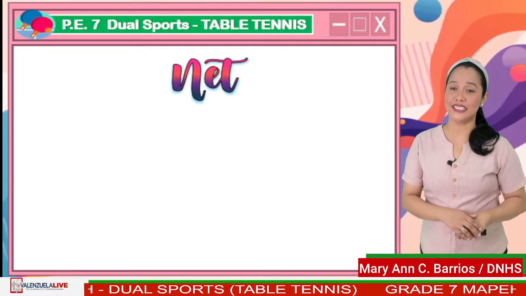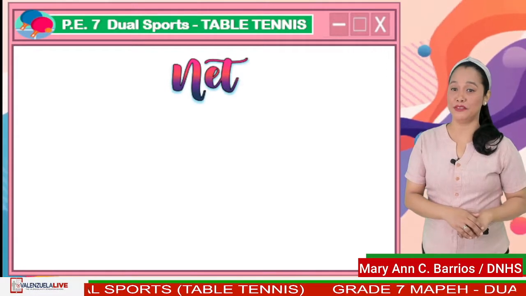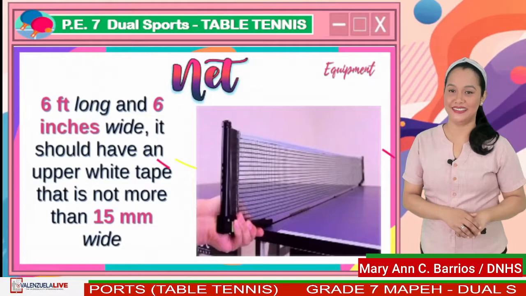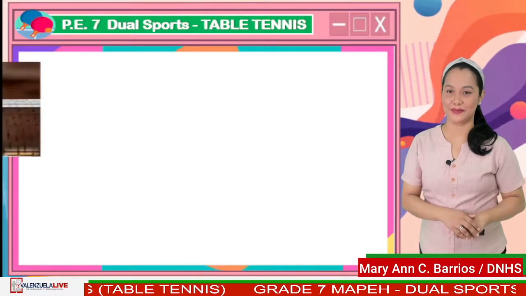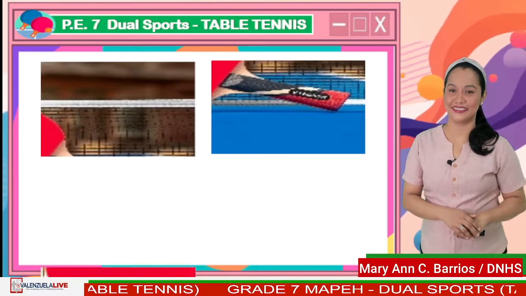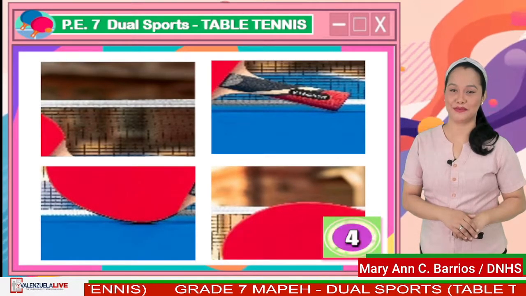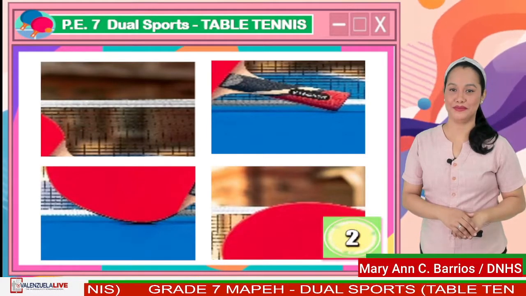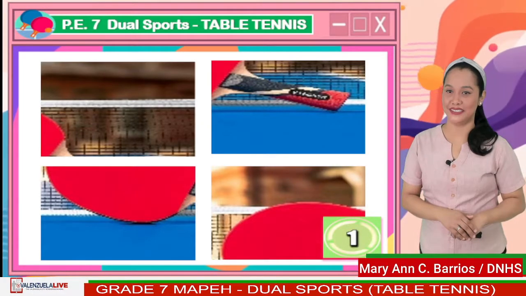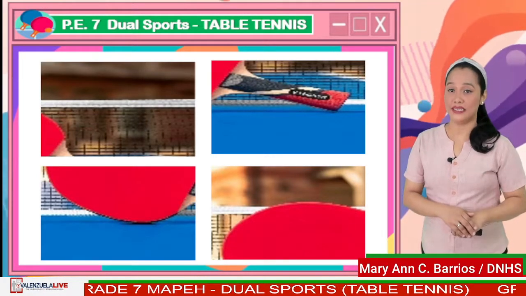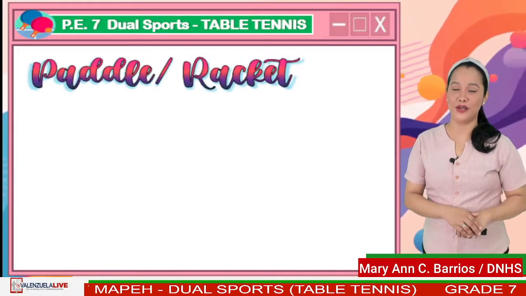Six feet long and 6 inches wide, and it should have an upper white tape that is not more than 15 millimeters wide. Next equipment. Timer starts now. Time is up. The answer is? Very good. Paddle or racket. It is used to hit the ball back and forth on the table.